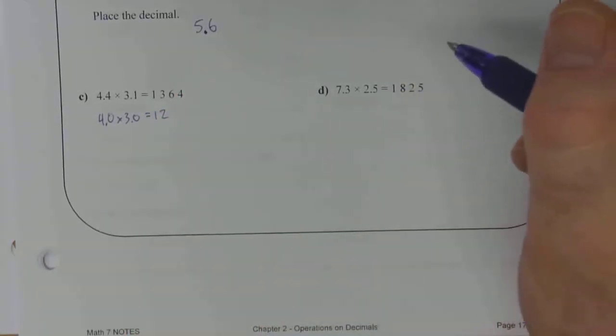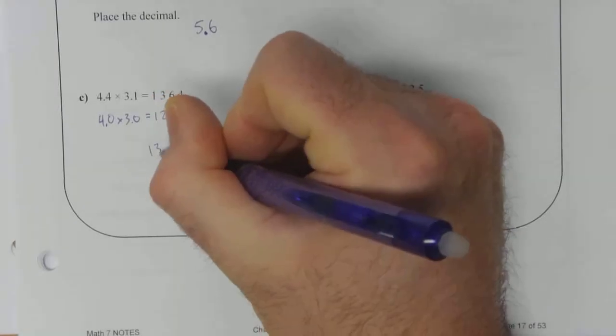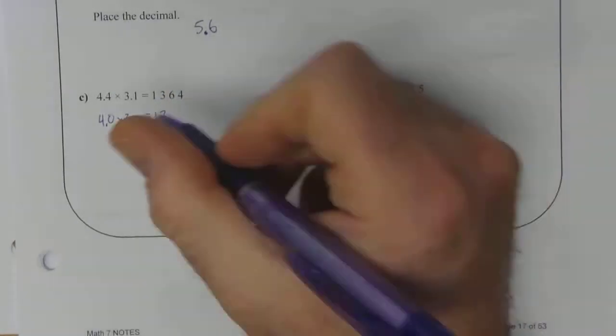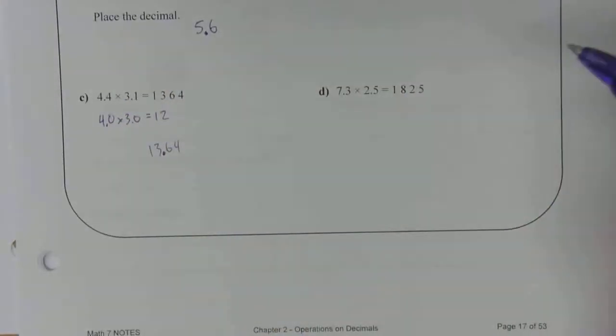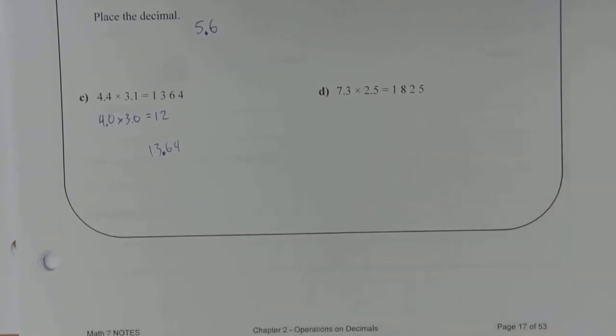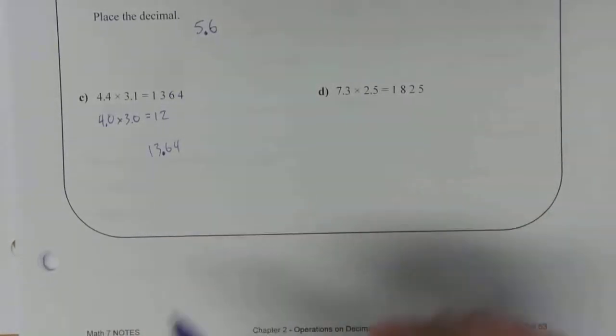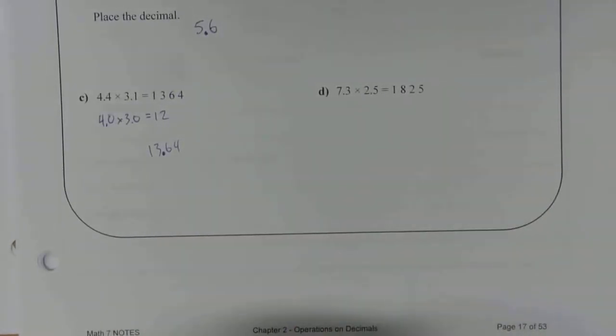So in that case, to get my answer close to that, using 1, 3, 6, and 4, I'm going to put my decimal right here at 13.64. And again, checking your answer on a calculator, 13.64 will be the correct answer.